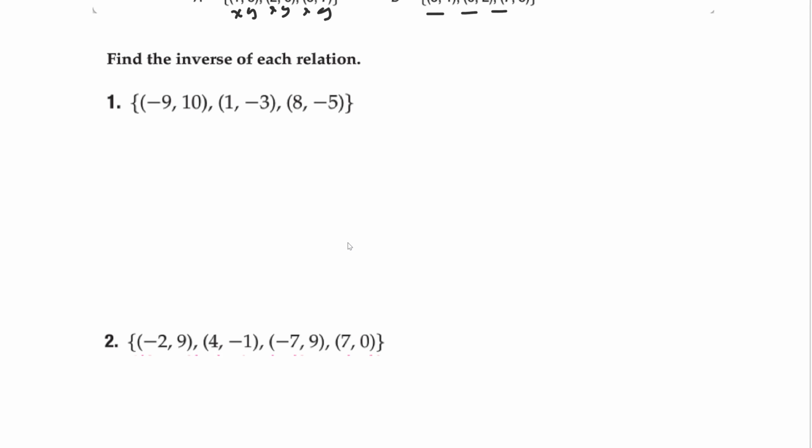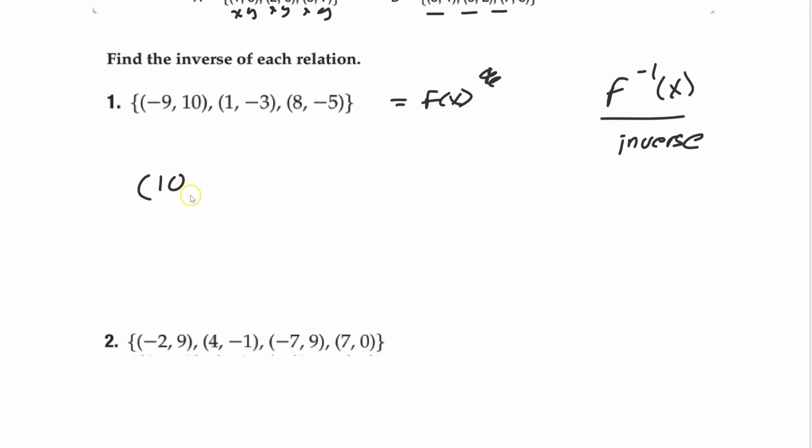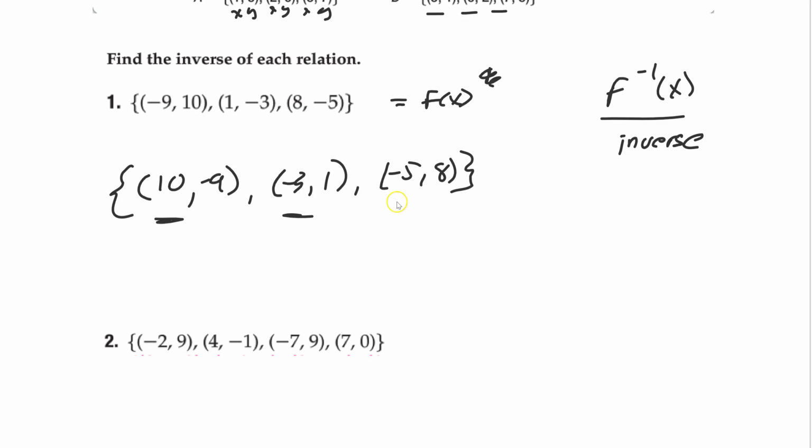Alright, so we're gonna find the inverse of each one, then I'm gonna ask you if it's a function or not. So again, by the way, inverse notation, let's say this is f of x. The inverse notation is this. The negative one is the power. That means inverse. So it says f of x, let's do inverse notation. So inverse would be 10, negative 9, curly brackets, negative 3, 1, and negative 5 and 8. And this one is a function, all the x's are different, so it's an inverse function. So that's our inverse function.